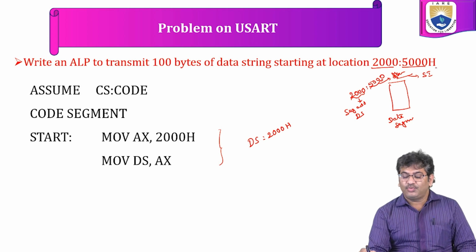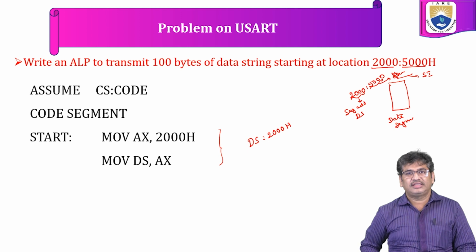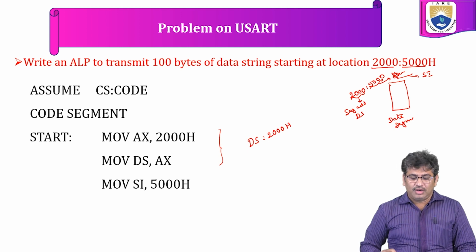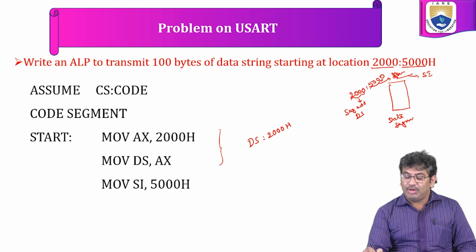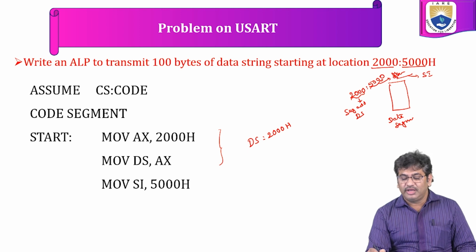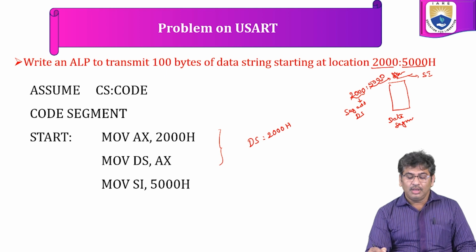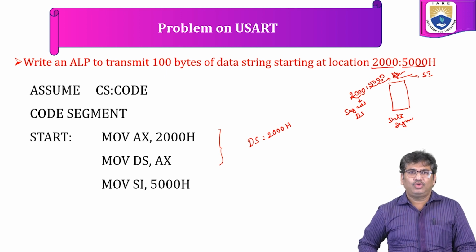The next one is this 5000H, which we have to load into the index register, that is SI. So for that, the instruction is MOV SI, 5000H. Now we have loaded the memory address of the data which we want to transmit into the corresponding DS:SI pair.